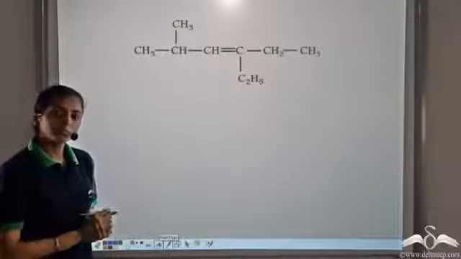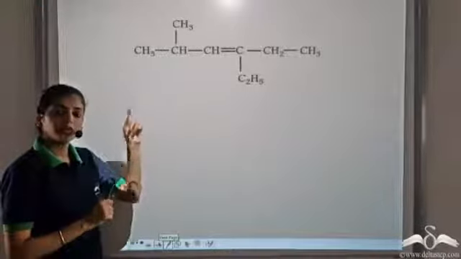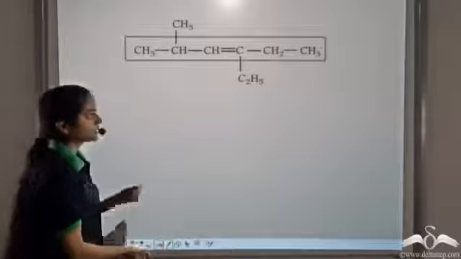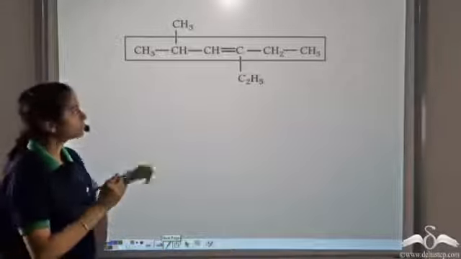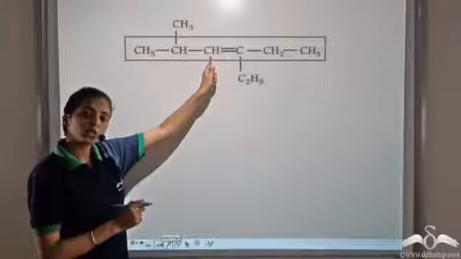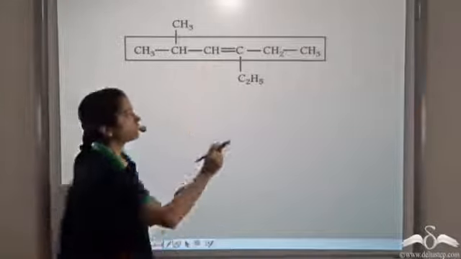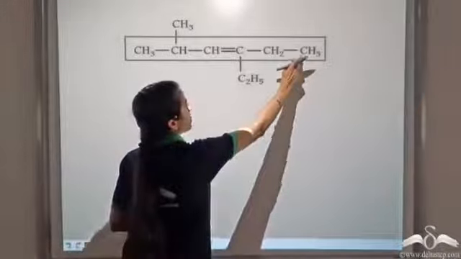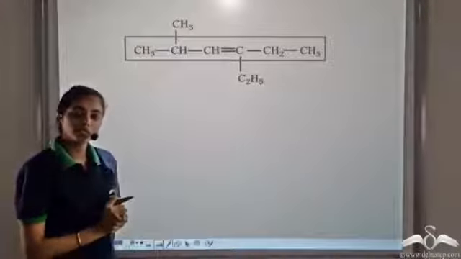Let's do another example. We are given this organic compound. The first step, find the longest carbon chain containing the functional group. Now where should we start the numbering from? Let's see, 1, 2, 3. If we start the numbering from left, the double bond gets position number 3. If we start the numbering from right, 1, 2, 3, again, the double bond is getting position number 3.